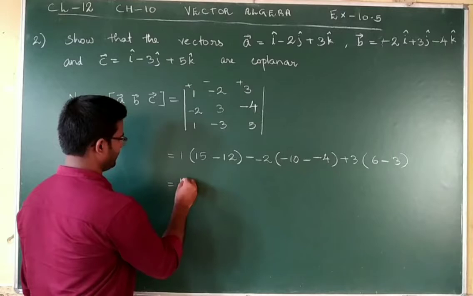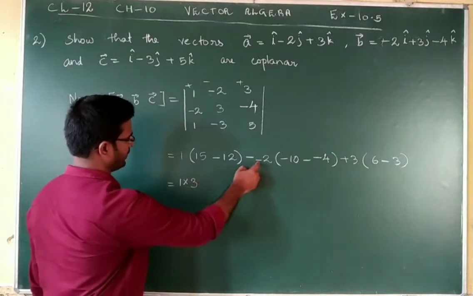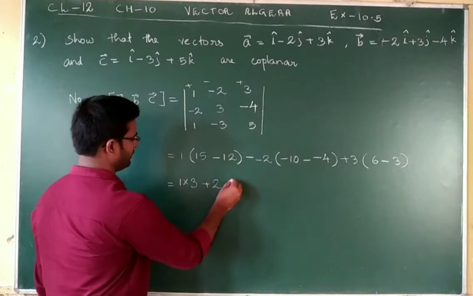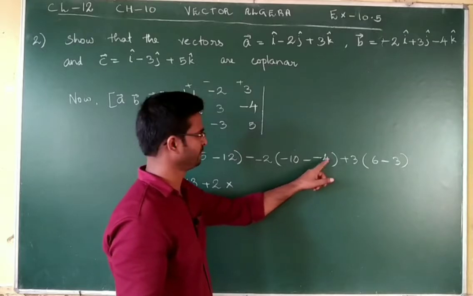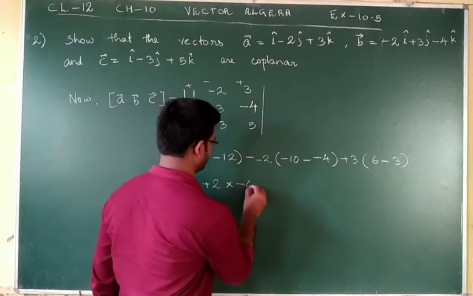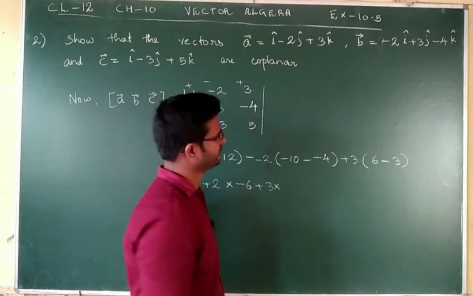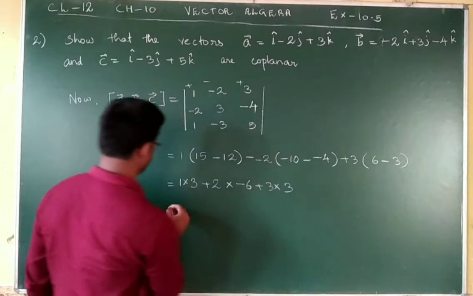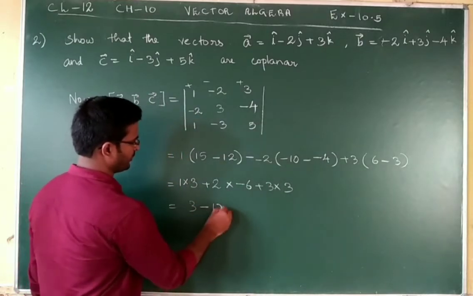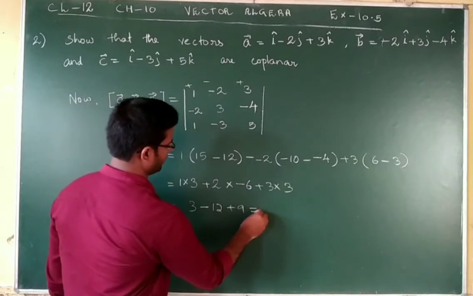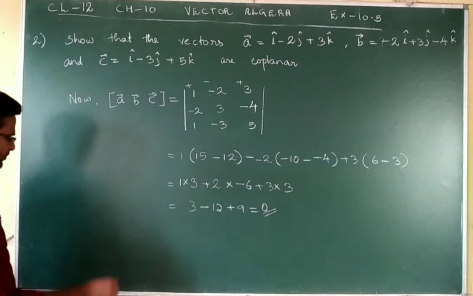Equal to 1 into 15 minus 12 is 3. Minus into minus plus 2 into, what you will get in here? Minus 10 minus into minus plus 4 is minus 6 plus 3 into 6 minus 3 is 3. 1 into 3 is 3. Minus 2 into 6 is 12 plus 9 equal to 0. We got scalar triple product is 0.